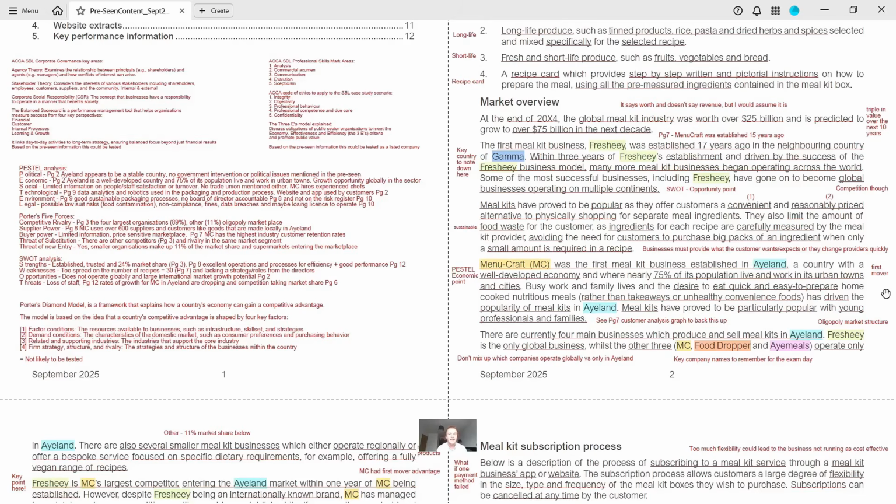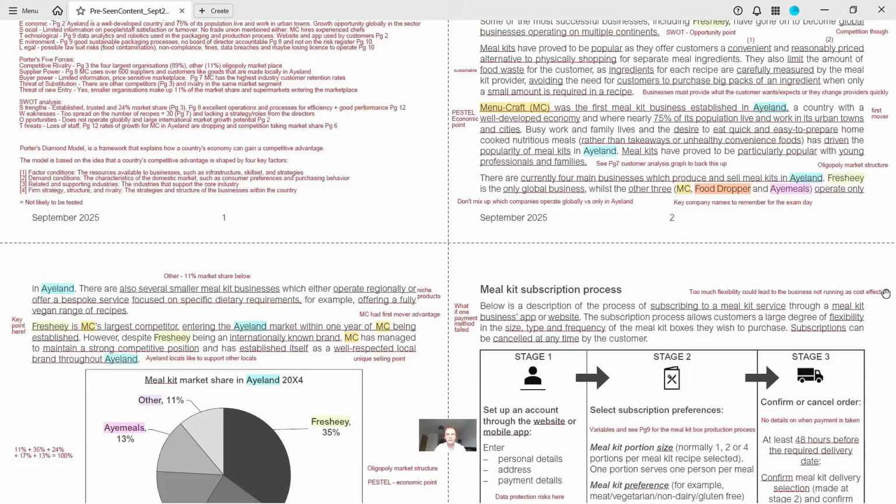Then you'll see my colour coordinated, easy to break down method: there are currently 4 main businesses which produce and sell meal kits in Ireland. This is where students are going to go wrong and make mistakes on the exam day, so make sure that isn't you. We've already seen Freshly, as you can see there. They are the only global business; the other 3, so that's MenuCraft, MC, Food Dropper and A Meals, operate only in Ireland. So that is a real key aspect for you to get your head around.